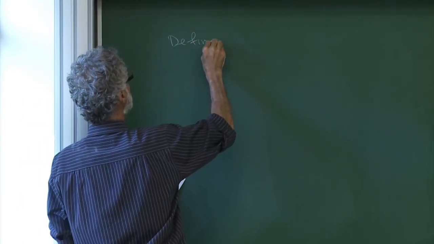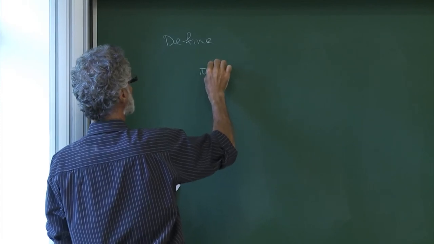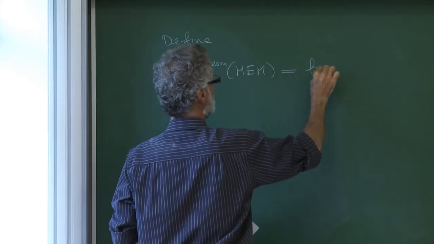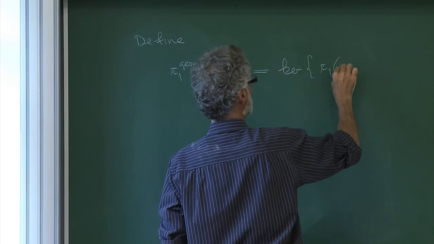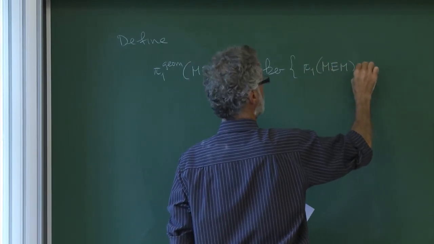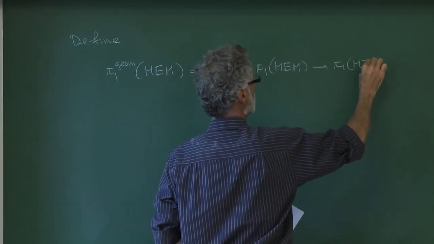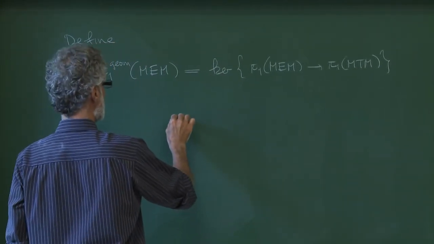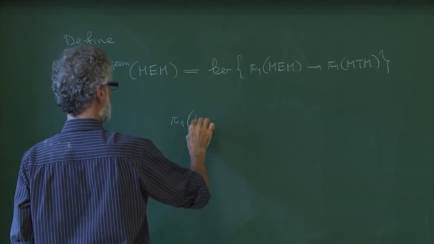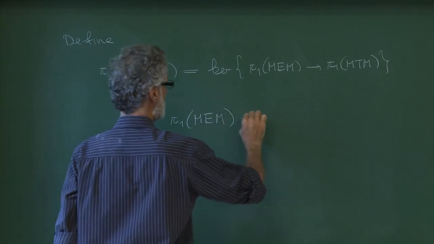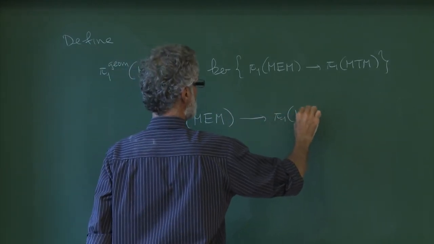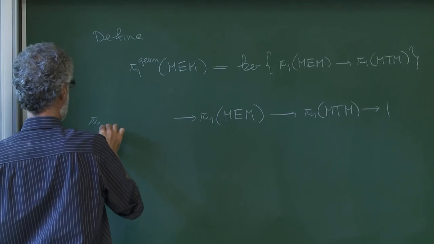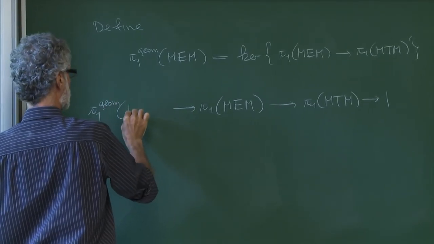So what we can do is define pi 1 geometric of mixed elliptic motives to be equal to the kernel of pi 1 of mixed elliptic motives mapping to pi 1 of mixed Tate motives. I should remind you of what this is. We have an exact sequence: pi 1 of mixed elliptic motives maps to pi 1 of mixed Tate motives, and it's got to be surjective. The kernel is pi 1 geometric of mixed elliptic motives.